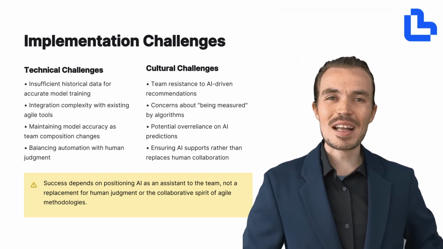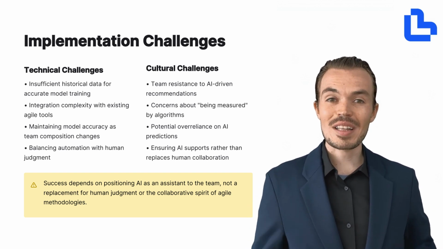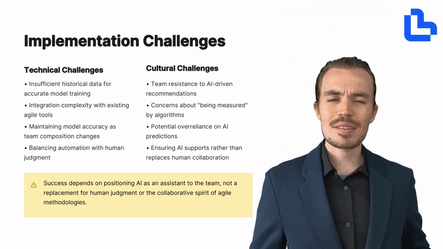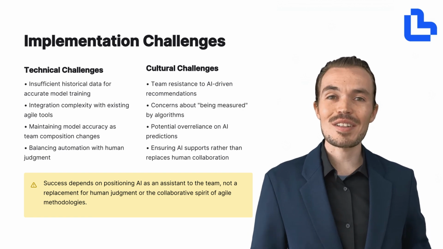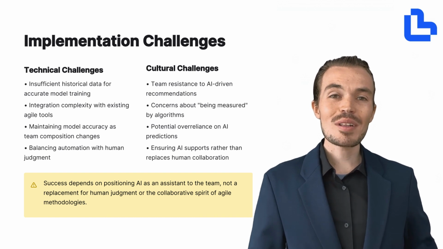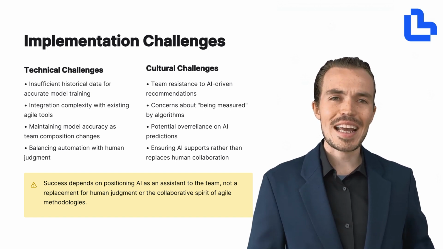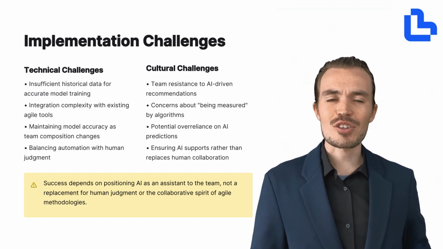You'll also need to strike a balance between automation and human judgment, ensuring that AI supports decision-making without overriding the collaborative spirit of Agile. Then there are the cultural challenges. Teams may resist AI-driven recommendations, especially if they feel they're being measured or evaluated by algorithms. There can be concerns about transparency, fairness, and the potential for over-reliance on predictions. It's essential to position AI as a helpful assistant, not a replacement for human insight. Agile thrives on collaboration, creativity, and trust, and AI should enhance those values, not diminish them.